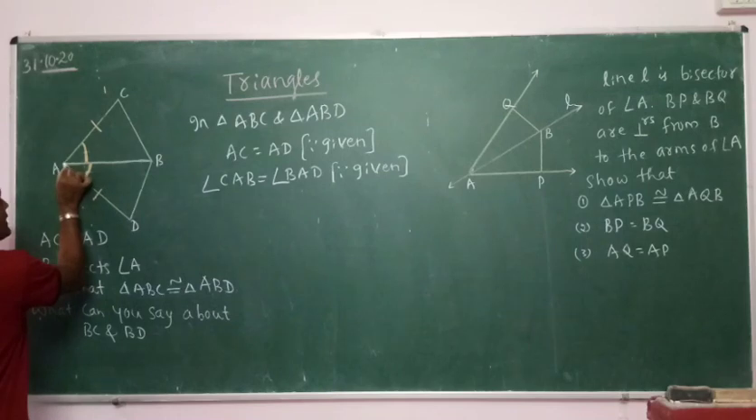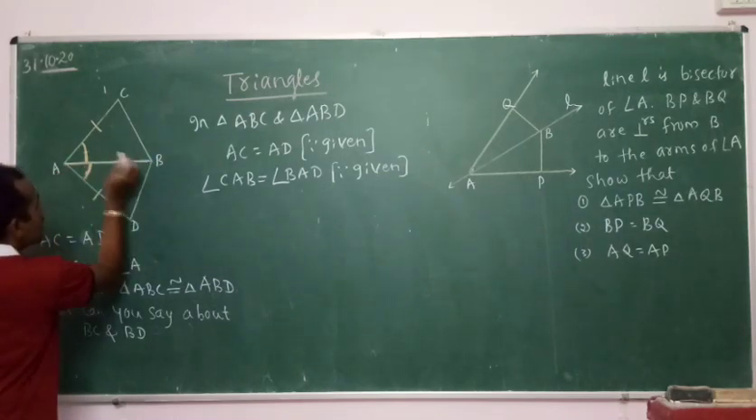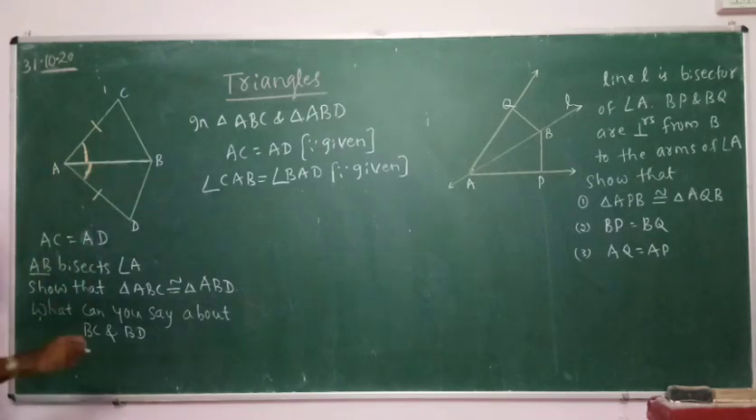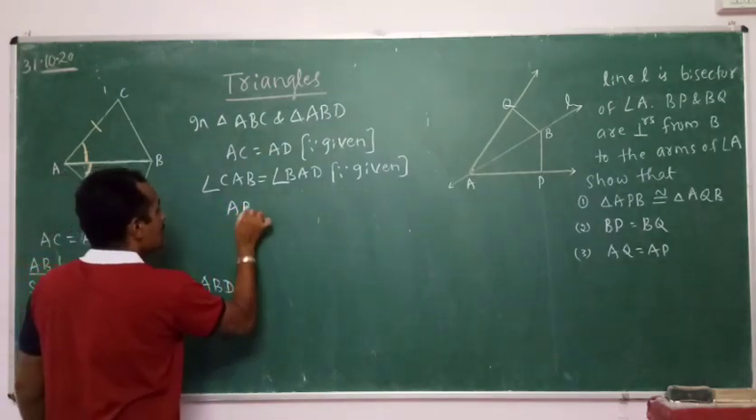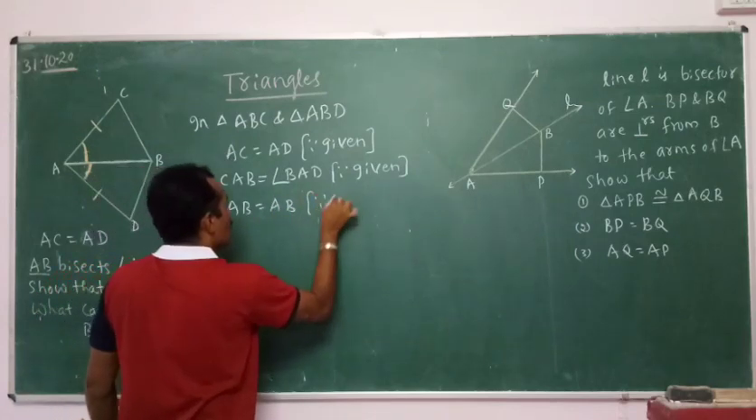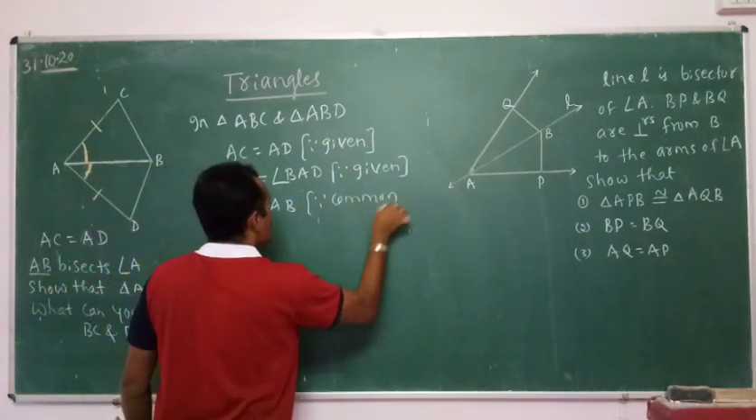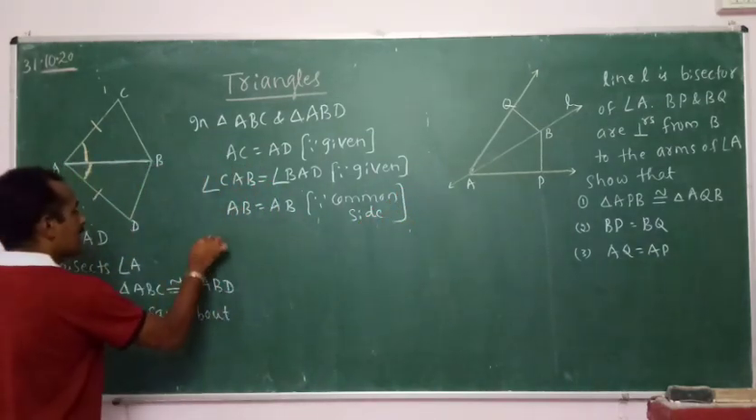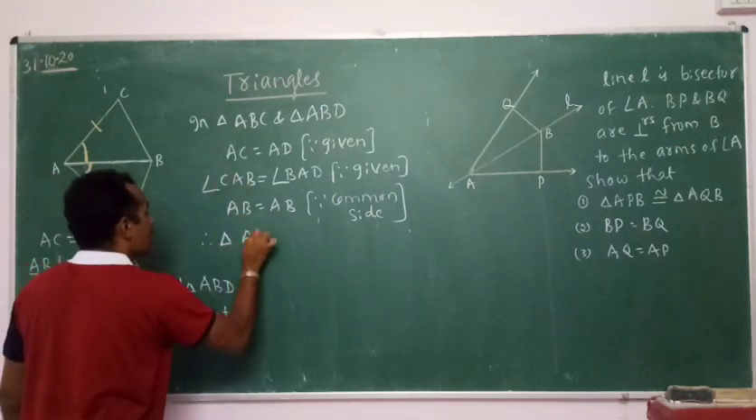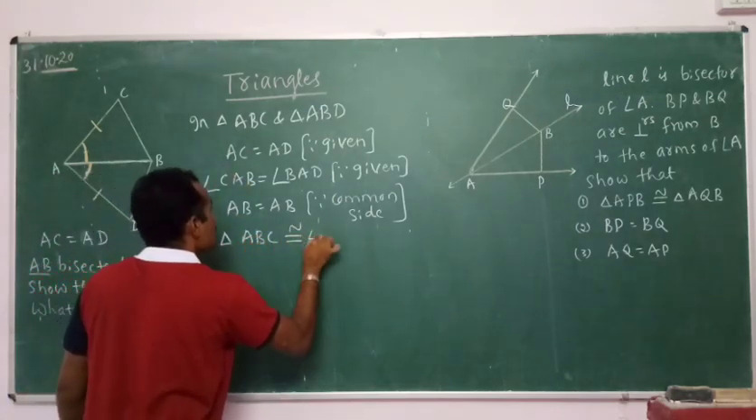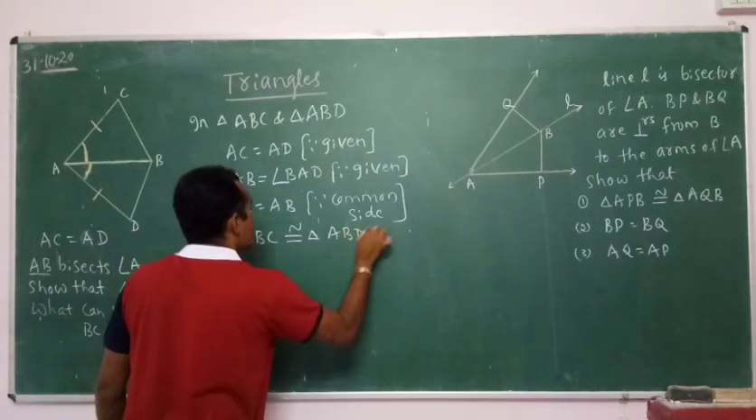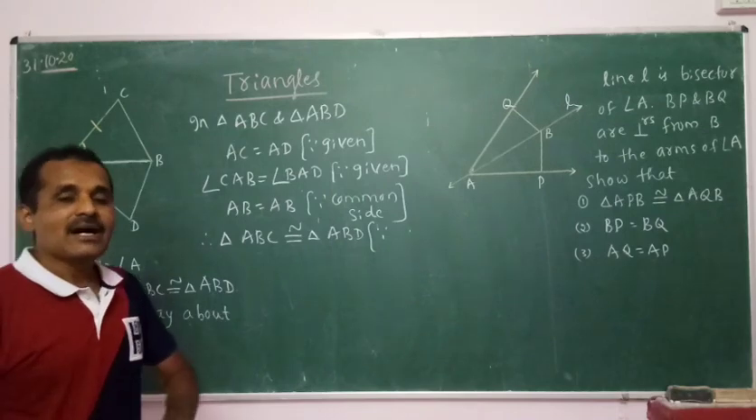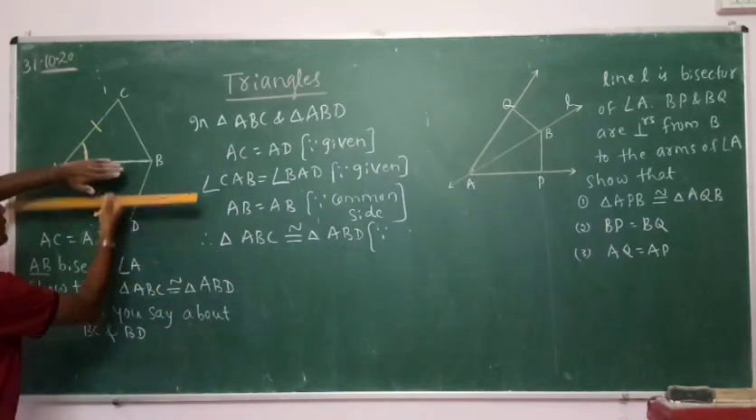Look at this. This AB is common for this triangle also. I can write AB is equals to AB because of common side. And I can say therefore triangle ABC is congruent to triangle ABD. Now you have to write because of which congruent rule. For that I have to see only one triangle.